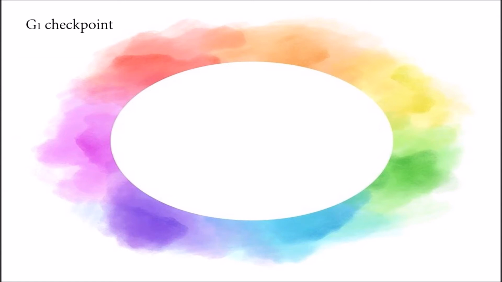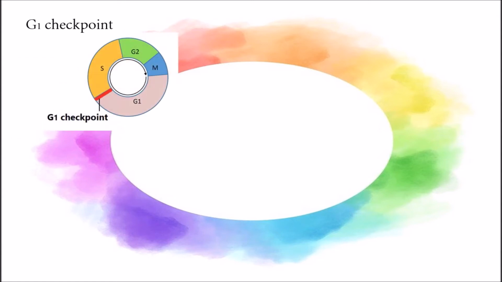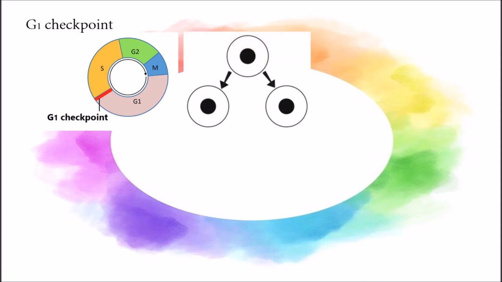G1 checkpoint. It is located at the G1/S transition. The G1 checkpoint decides whether or not the cell will divide. The cell that passes the G1 checkpoint will continue its cell cycle, resulting in two daughter cells.